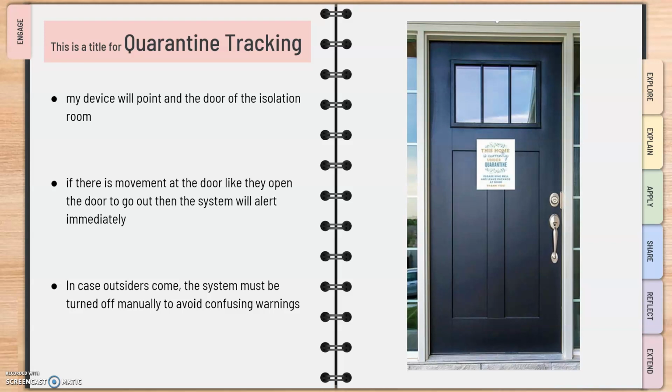The quarantine check-in will be set up at the front door and look at the door. If the door has movement, like someone inside opening it, then the system will alert other people. I have chosen two devices here. One is set up at the front door and the other one is kept by the manager.